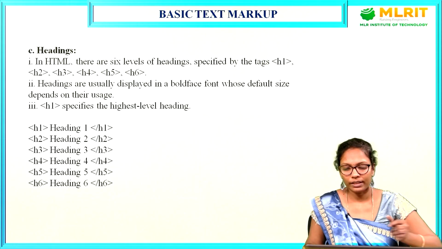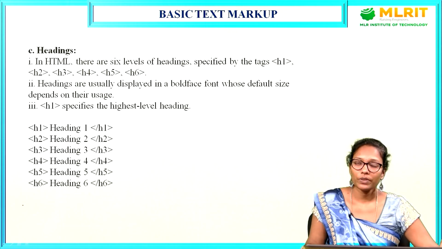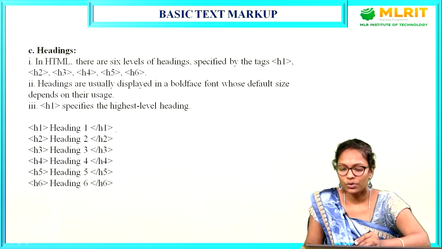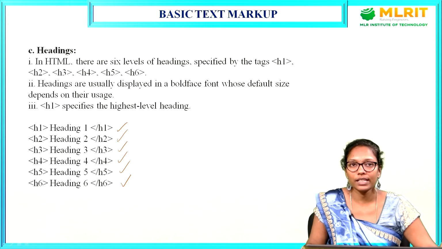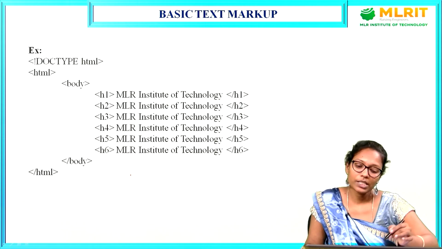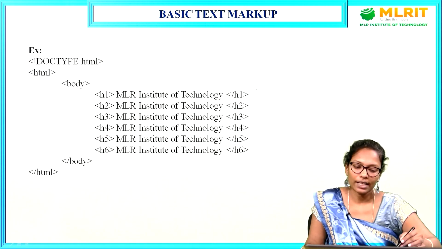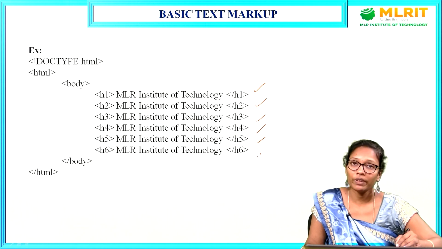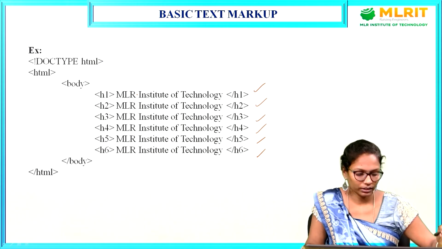The next one is heading. We have different types of headings here. As we discussed in the previous video, we have 6 types of headings: the H1 tag, H2 tag, H3, H4, H5 and H6. Based on the size of the text, you use these different heading tags. The example program for this: I'm displaying our college name, MLR Institute of Technology, using different tags here, H1, H2, H3, H4, H5 and H6. I'm opening the tag, writing the content, then closing the tag.